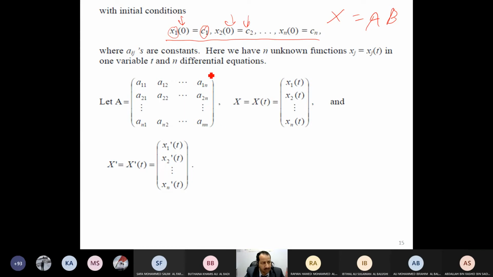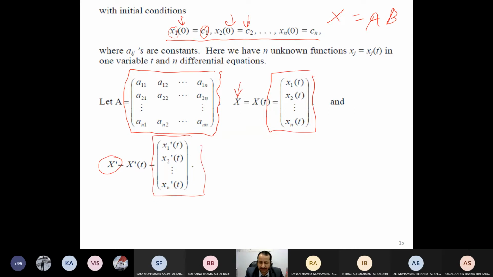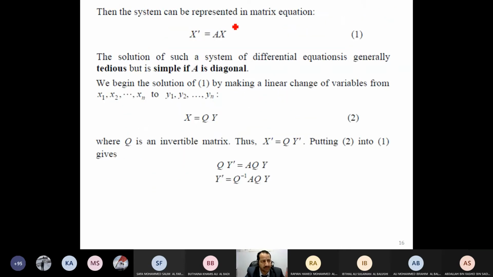To write it, I will write first the matrix A. I think now everybody knows how to write matrix A, right? Second, I will write the variable x. As you can see here, it's a column x1, x2 until the end. And I will write the x dash, x1 dash, x2 dash, and so on. So this is the general form. I convert my set of equations into x dash equal A x, okay? Let me explain the theorem, how we will solve it, and then with an example, it will be very easy.